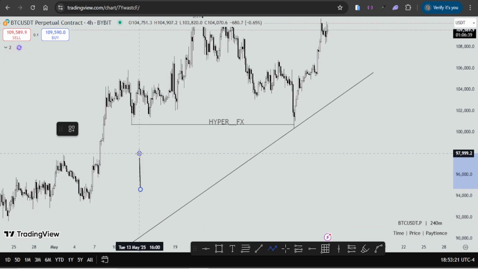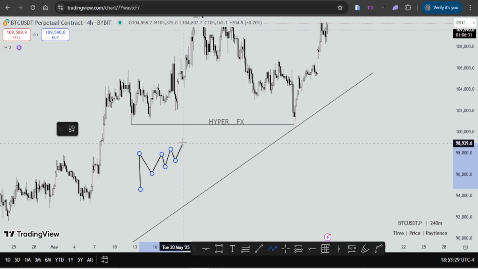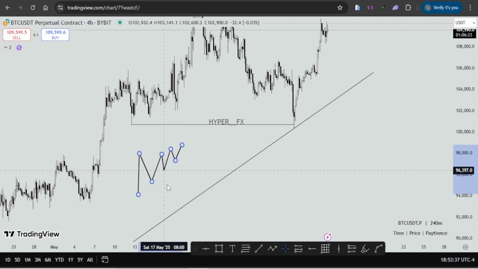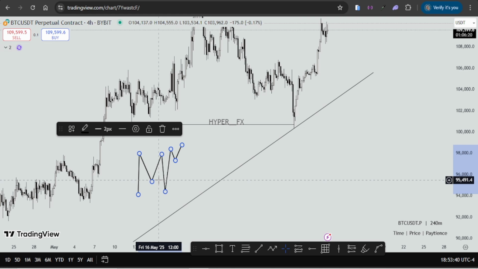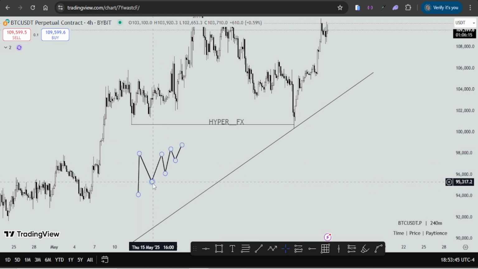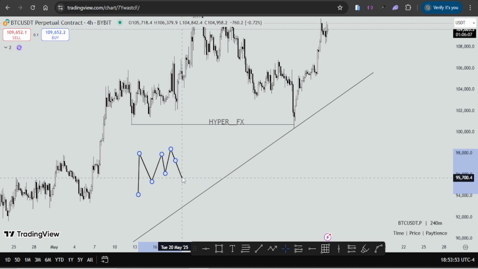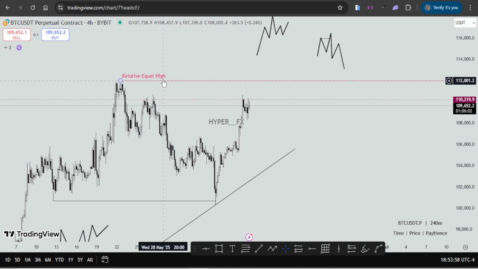A relative equal low will look like this. So this is the major swing leg, but this low does not have a major sweep to the right like this that we'll call a sweep of liquidity. So it is always hanging, and it's a trap because price can easily come to take out this low and continue to go up again. So relative equal high is here.